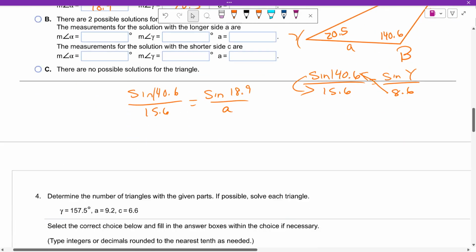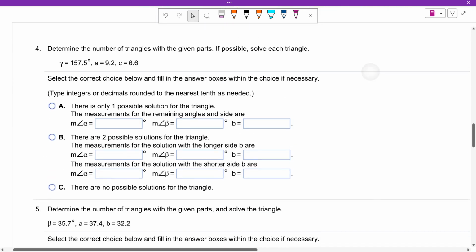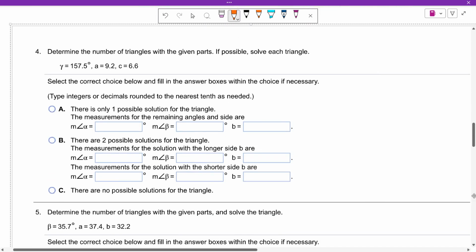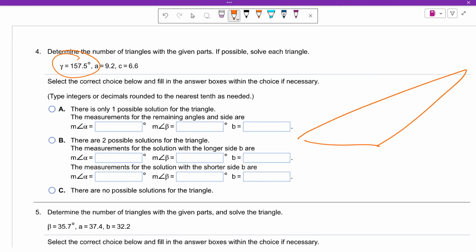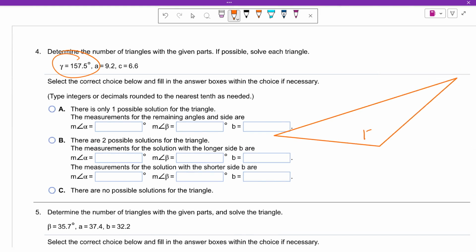Right. All right. Here's another one with an obtuse angle at the start. So you draw an obtuse triangle. You go 157.5. Opposite of that is 6.6. Some other side is 9.2. So that's A's and Y. So this is alpha here, beta here, B here.